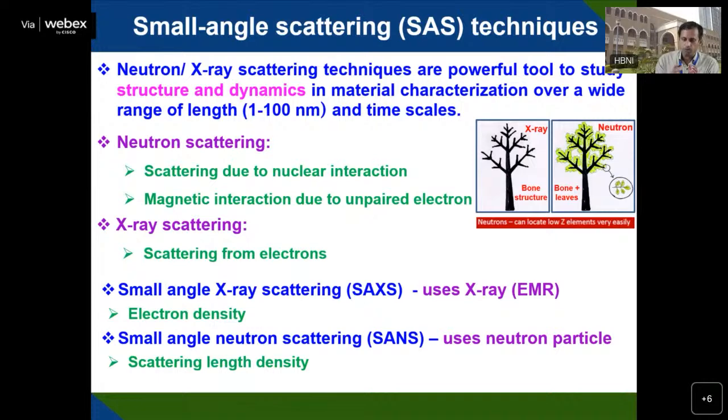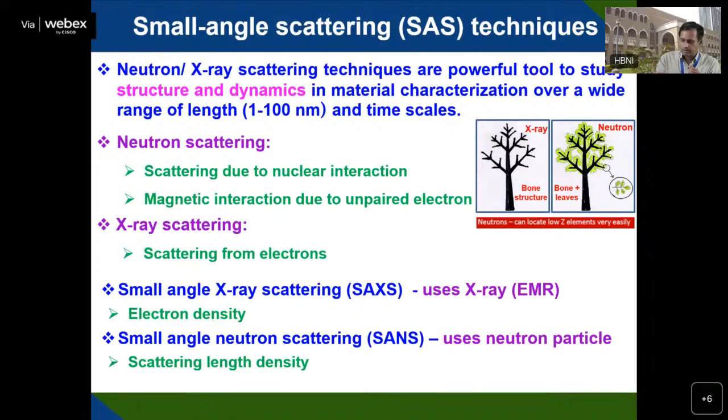That is a powerful technique to study the structure and dynamics. You will get the structure of the system as well as its dynamic behaviors. So a wide range of length scale of 1 to 100 nanometer, and different time scales you are able to measure.